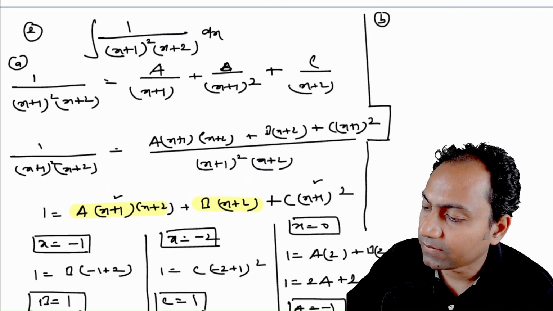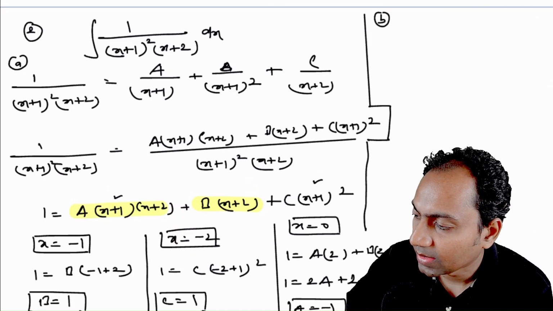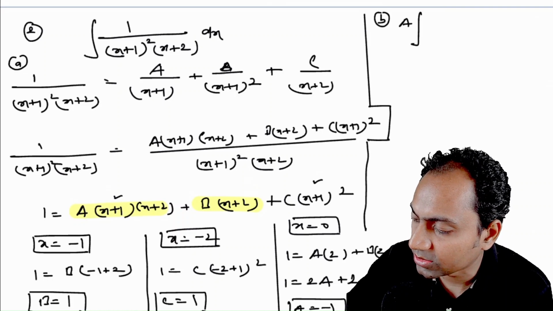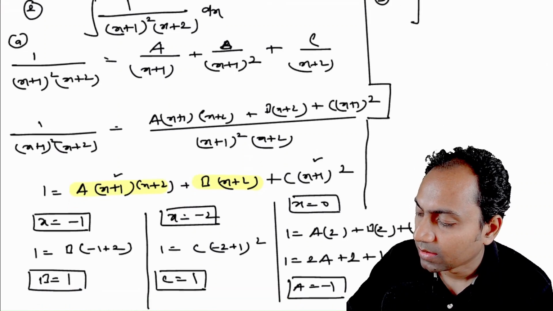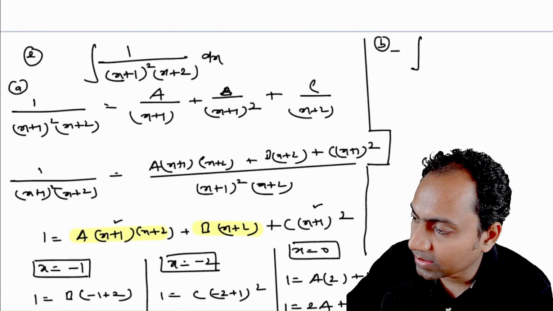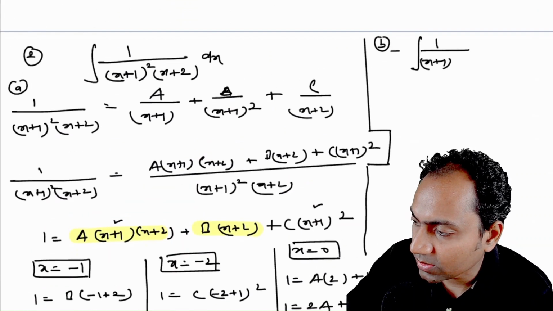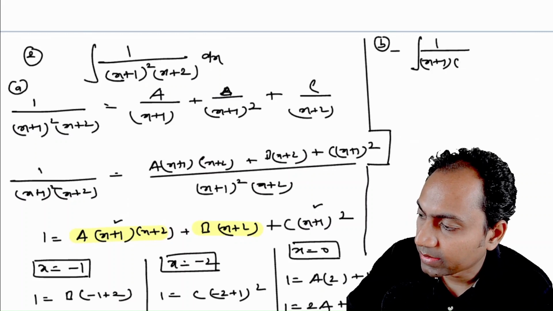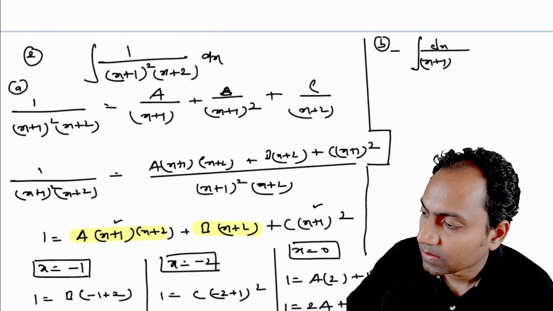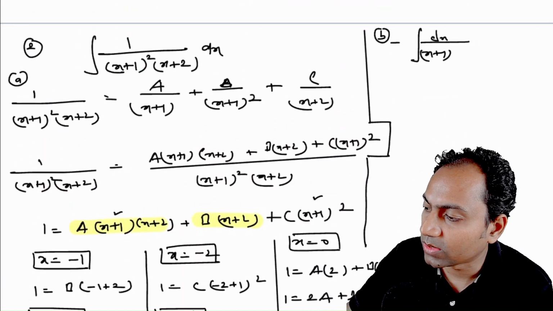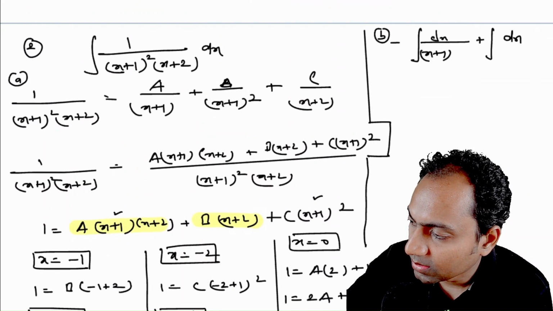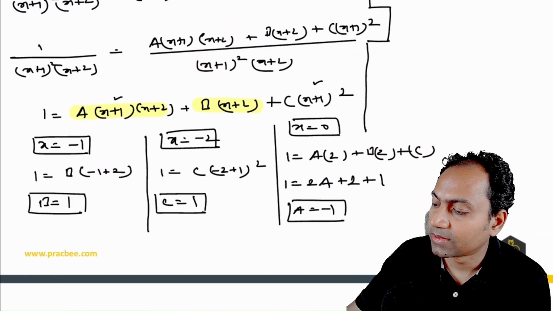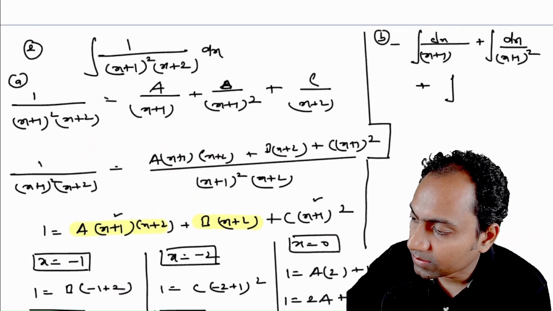So in the b part, we'll write the same integral as a into integration. The value of a becomes nothing but minus 1. So we'll write minus 1 into 1 upon x plus 1 dx. In the second part, the value of b will become nothing but 1. So we can write this as plus 1 into dx by x plus 1 whole square. And then there is a c part, again 1, dx by x plus 2.